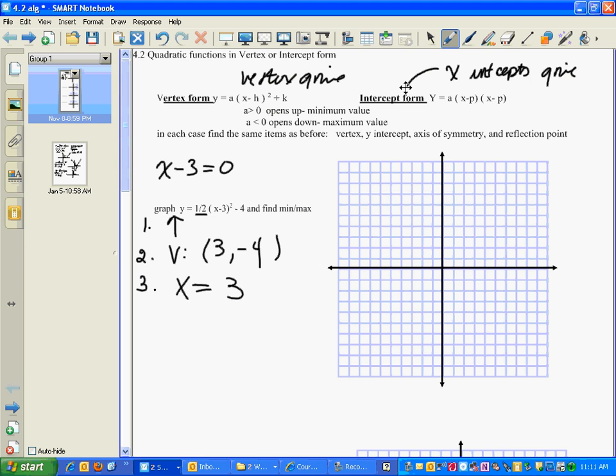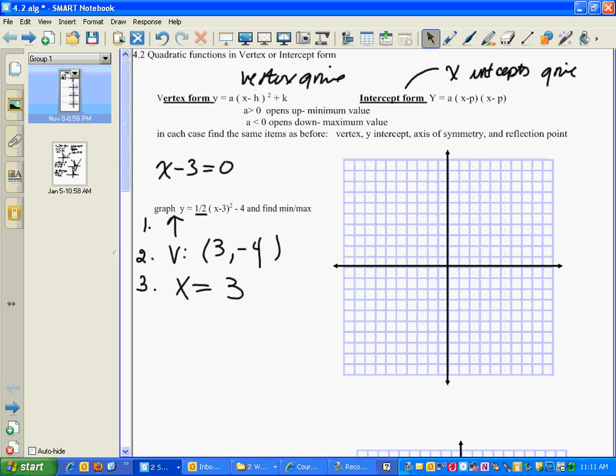3, 1, 2, 3, 4. Well, that didn't come out red. Let's try that again. Still didn't come out red. 1, 2, 3, 1, 2, 3, 4. 1, 2, 3, 4. I'm having issues. Okay, axis of symmetry.